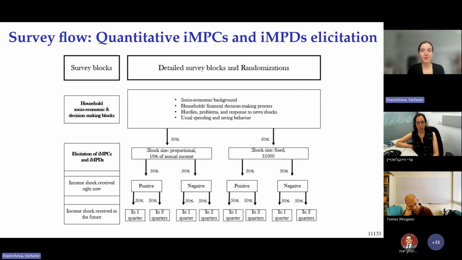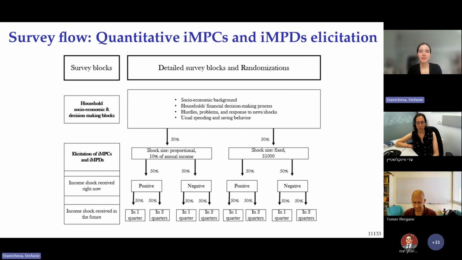So the survey flow, just very, very briefly again. Roughly, the survey will have these two big parts matching the two goals. First, there's going to be a more quantitative elicitation. So that's what's represented here.